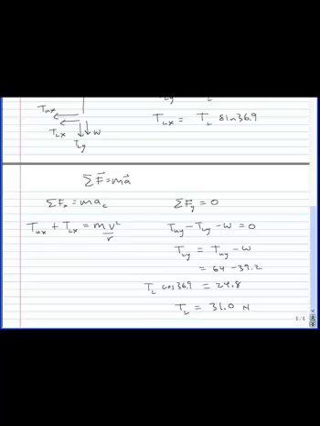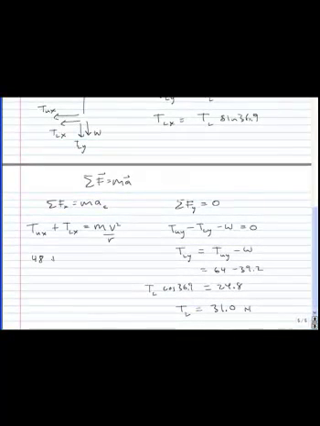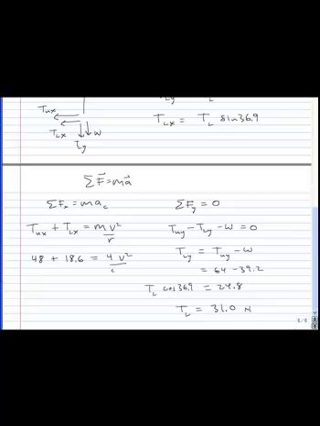Now we can go back to the x information, plug that in over here, and what do I get? I get T upper is 48, T lower in the x is 18.6, and that has to equal 4 kilograms times v squared over 0.75 meters. I get v is 3.53 meters per second.